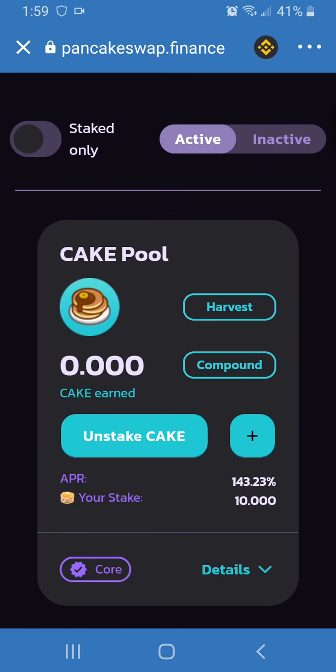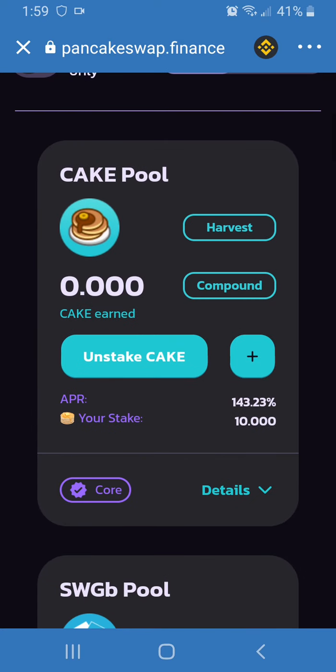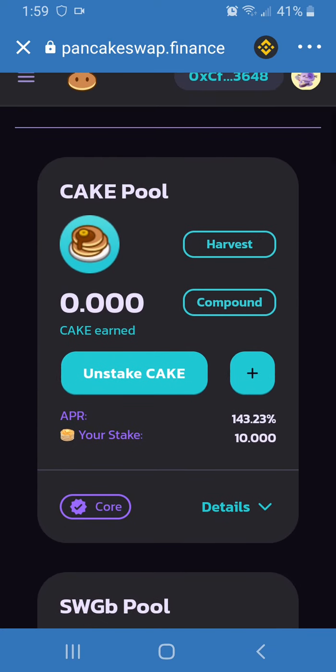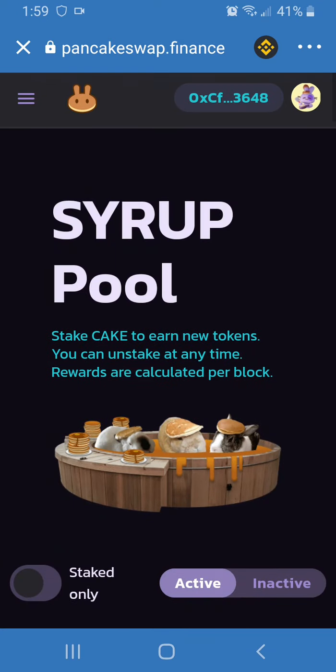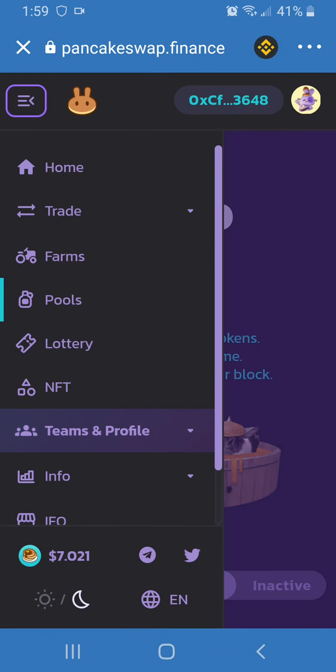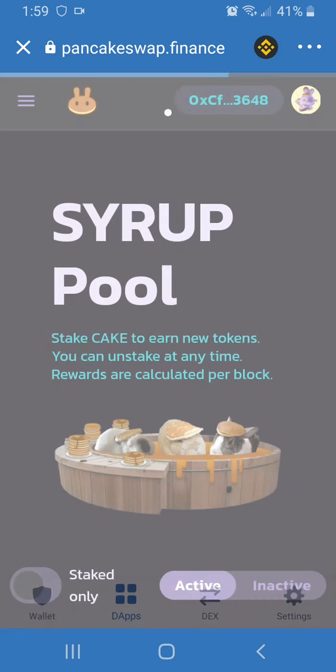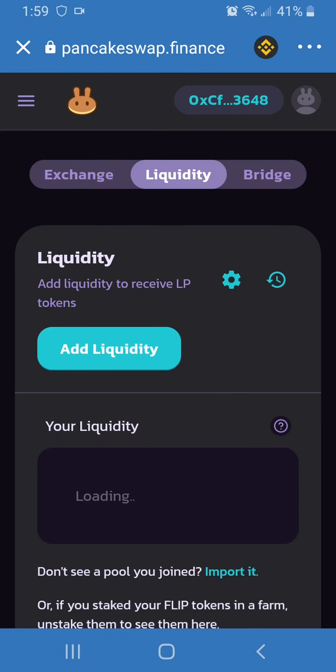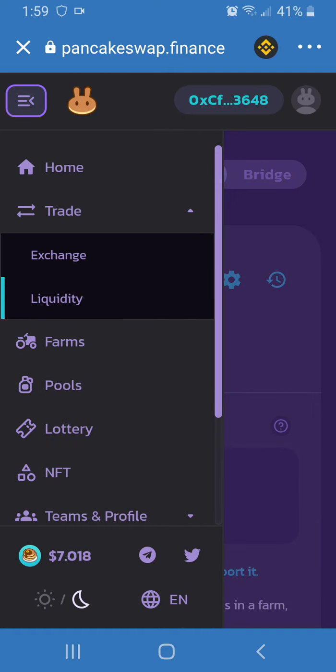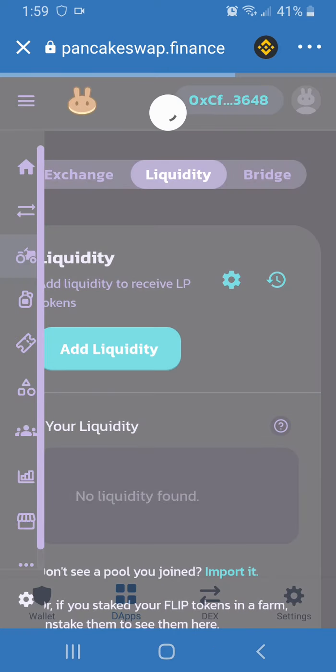So now we've got a little bit of just cake. This is a single coin transaction. We've got that staked in the cake pool. Now first I need to buy some LP tokens. I want to buy LP tokens and I want to stake them into the liquidity pool. Because that was a pool, now the farms.